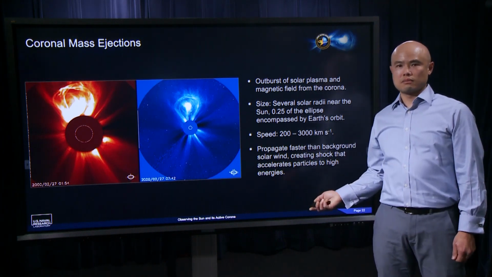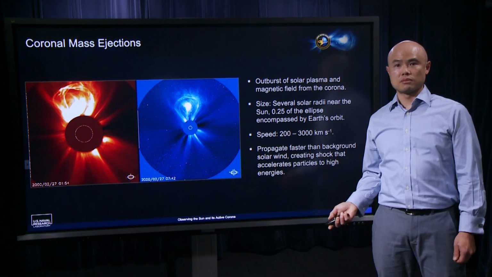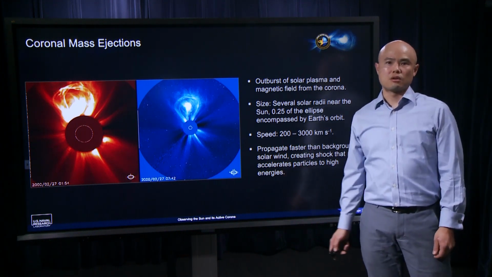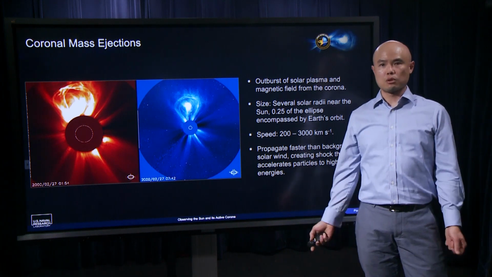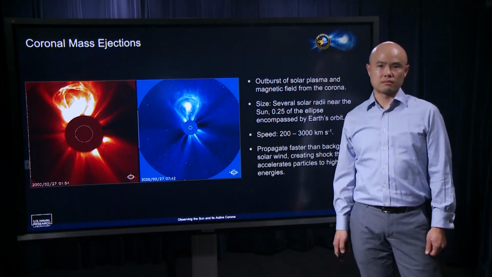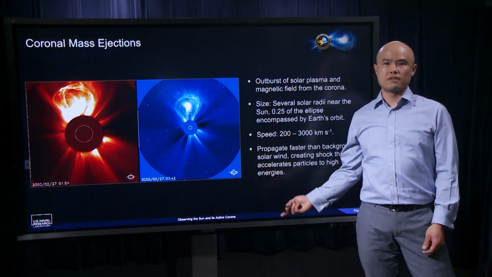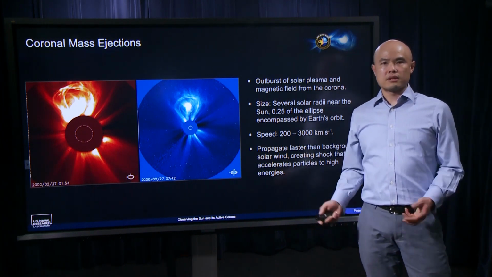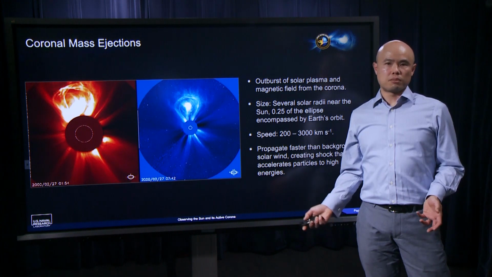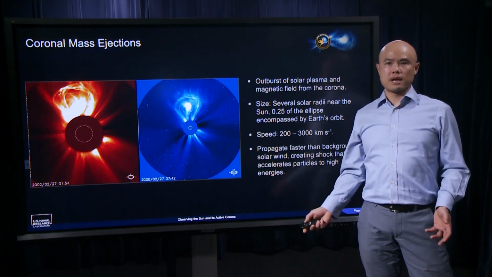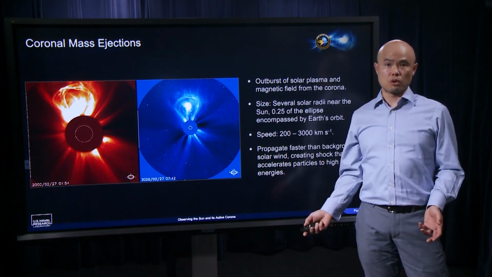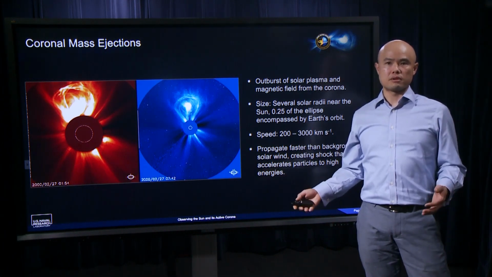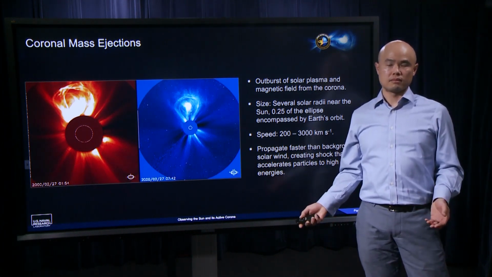To review, the observations made by coronagraphs have shown us that coronal mass ejections are transient outbursts of solar plasma and magnetic fields. Near the sun, they have a scale size of several solar radii. But as CMEs propagate outward through interplanetary space, they expand, and at the distance of Earth's orbit, they can be as large as a quarter of the ellipse encompassed by Earth's orbit.